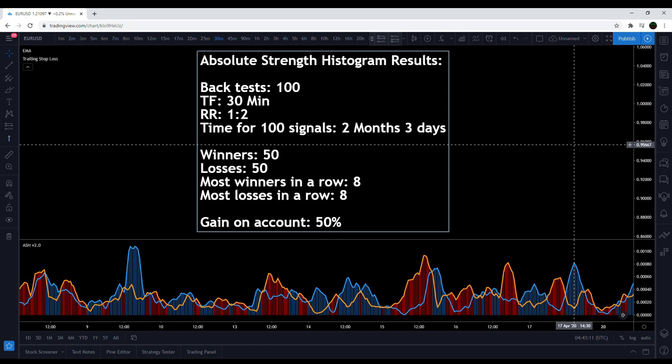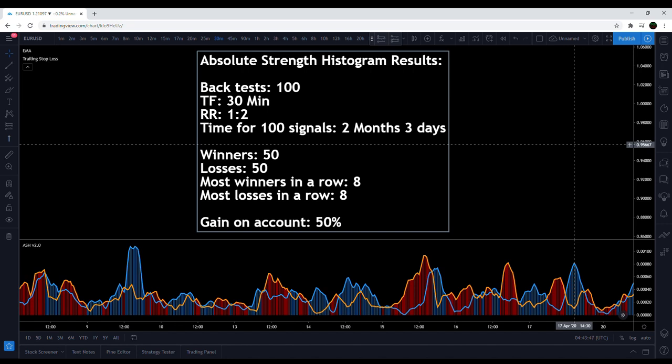The most losses in a row was 8, and the most winners in a row was also 8. The gain on the account, 50%. So extremely good results, actually top tier out of everything I've tested so far. Puts it in second place, tied for second place, and it's actually the best any single indicator has done. I guess this does have the 200 EMA for the trend direction, so really it does tie with that current second place holder. Just 2 indicators, and wow, 50% win rate with a 1-to-2 risk reward.